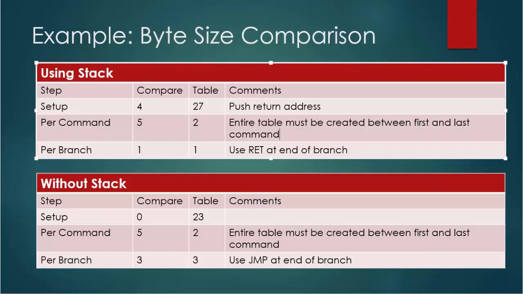Now if we do it without the stack, things don't get much better for either one of them. The setup drops just by the bytes that it took to push the return address onto the stack. The per command stays the same, and the per branch just changes from 1 to 3. So whether or not we use the stack, neither of these methods has a clear advantage. 2 key takeaways. The Compare Immediate processing time varies with each command, and that can be a big problem. The branch table, its big downside is the utilization of the command table. If it's 100% utilized, then it becomes very, very efficient.